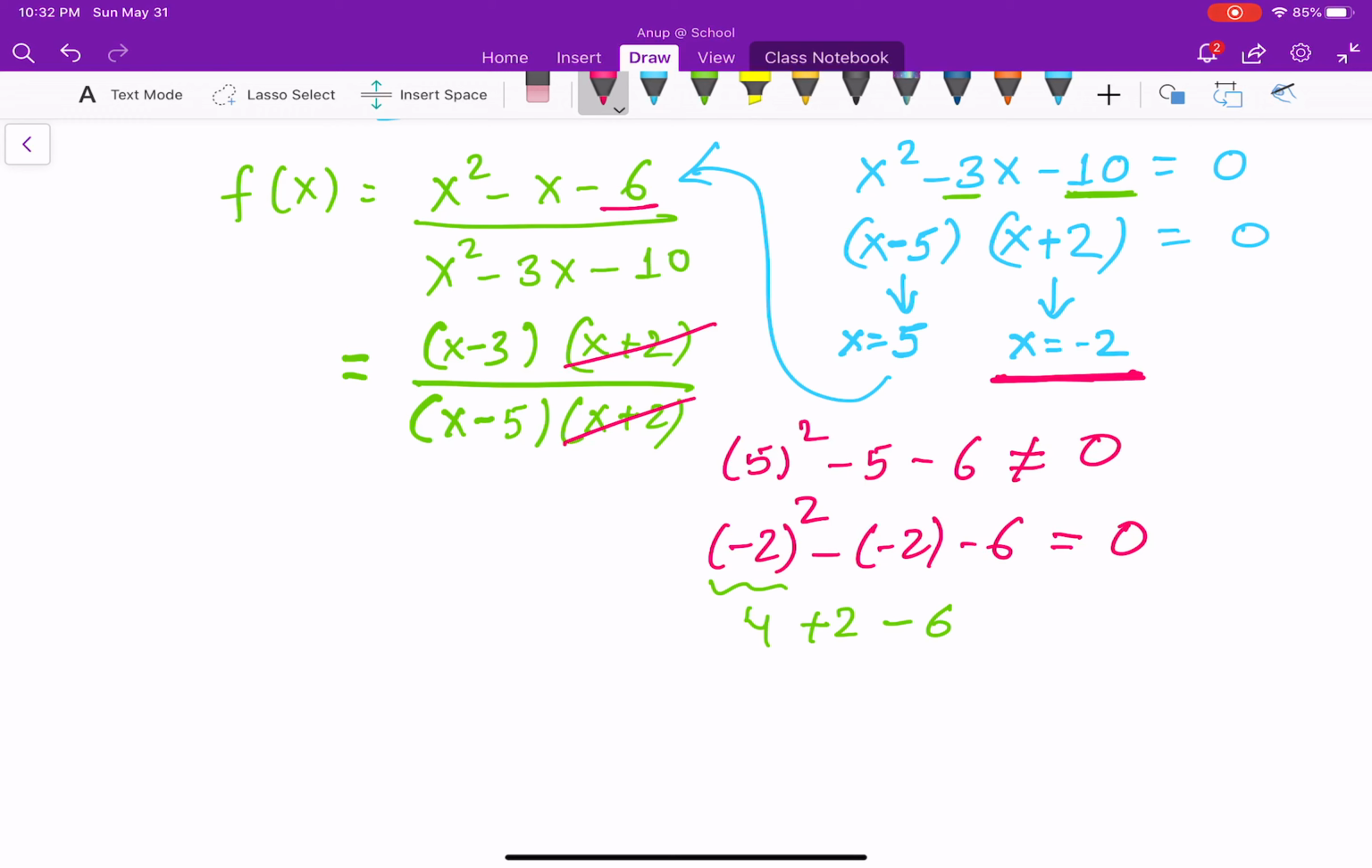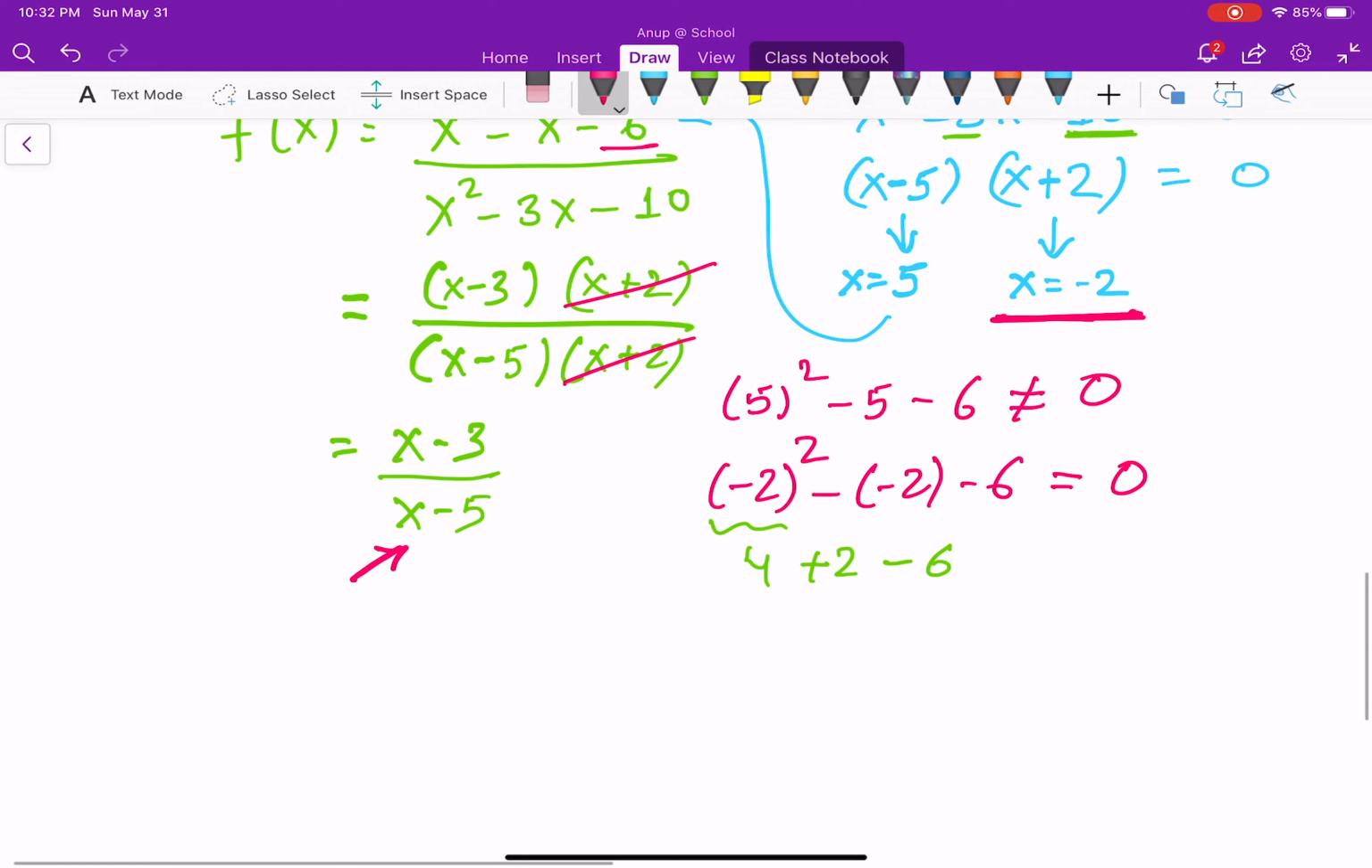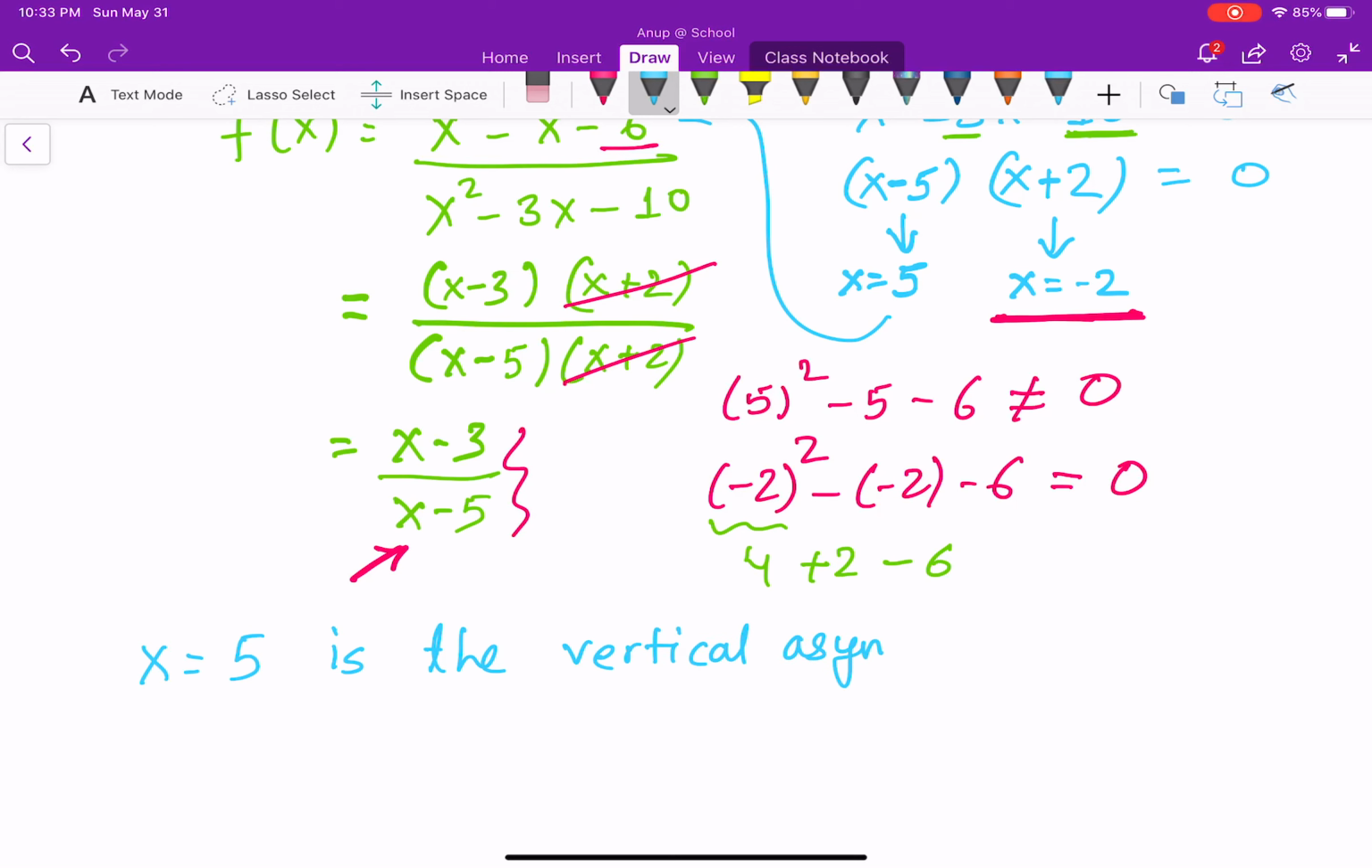Let's cancel that out, and the remaining factors are x minus 3 over x minus 5. You can see the denominator function will be 0 when x equals 5, and now they don't have any real zeros in common. So in that case, x equal to 5 is the vertical asymptote of this given function f of x.